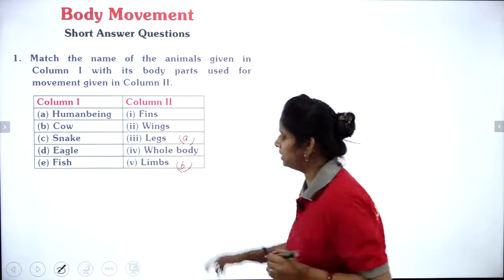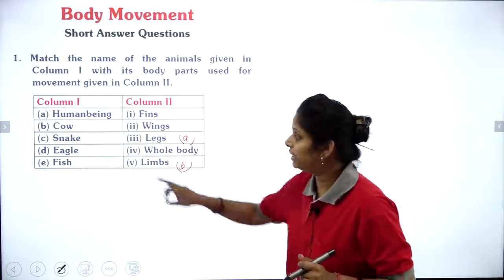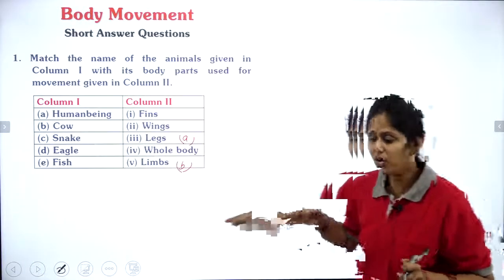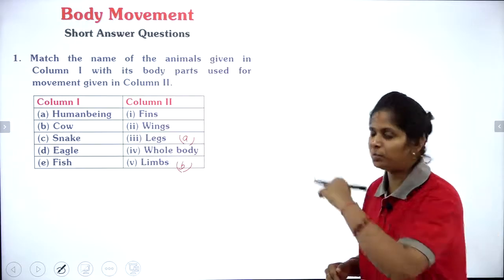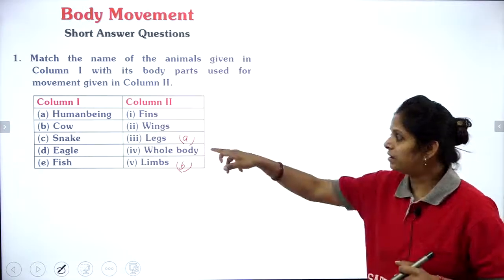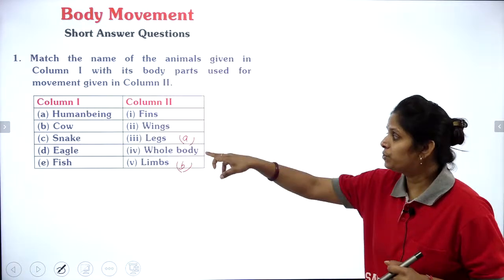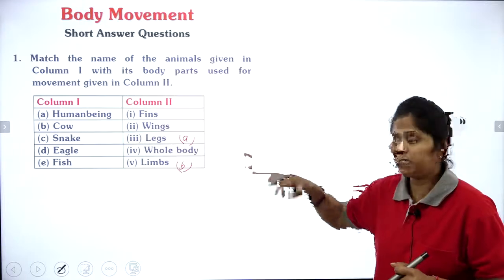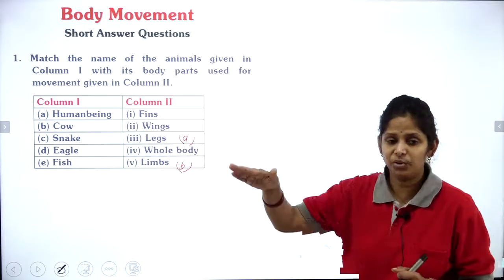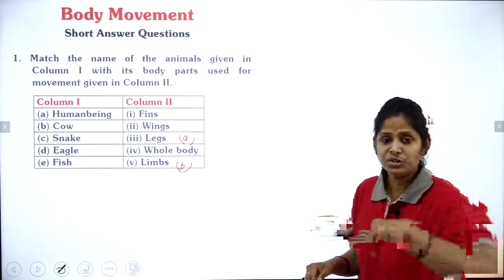Then, eagle always flies, so they use their wings. So this D option is related to wings. Fish always swim in the water. So for swimming, fish use their fins. So E is related to the first option. Clear? Now, we'll see the next question.